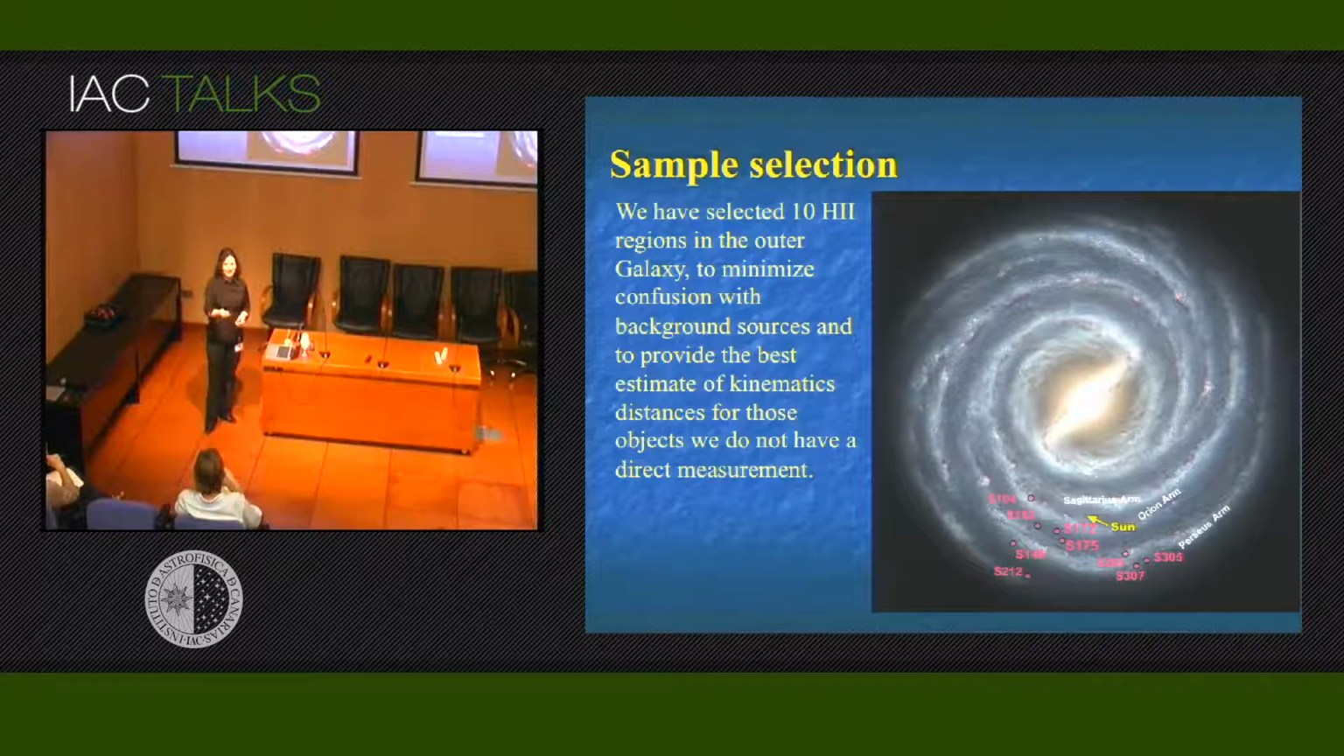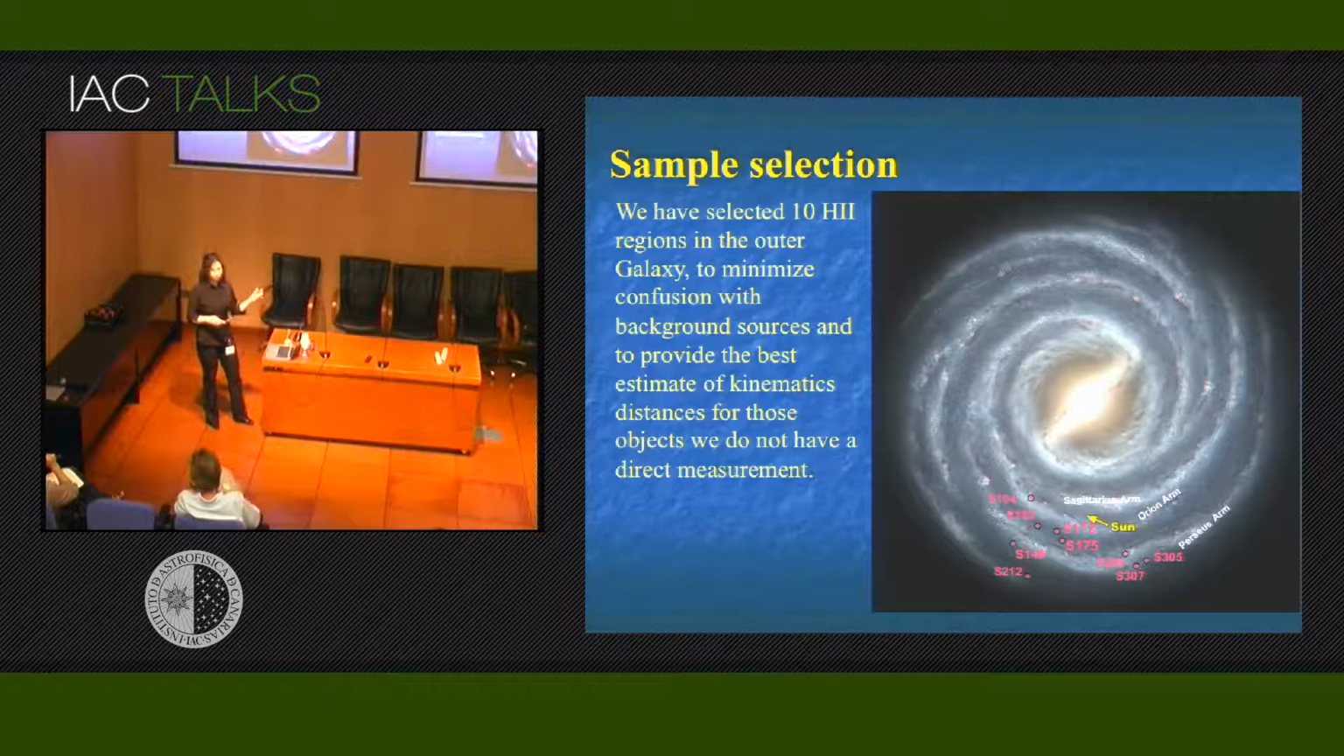This is also a schematic of our own galaxy, the Milky Way. Here are the sources that we have selected, mostly in the outer galaxy. We chose these sources mostly because we knew the distance of these sources. We need to measure the size of the clouds to measure their masses. So we selected those objects that we already know the distance for. And we also selected them in the outer part of the galaxy to minimize the confusion with the background stars when we are observing the stellar component of the gas.